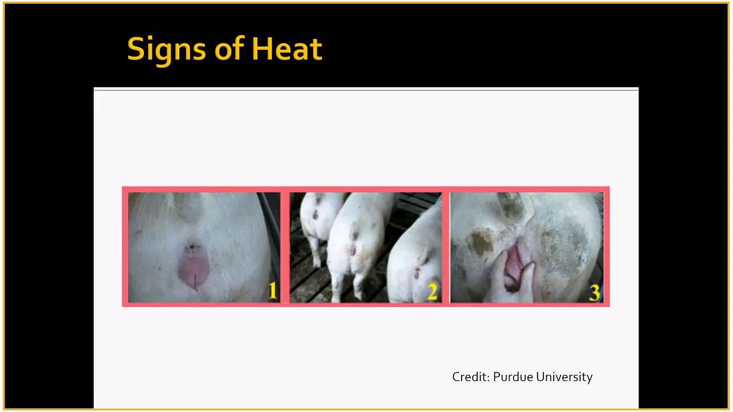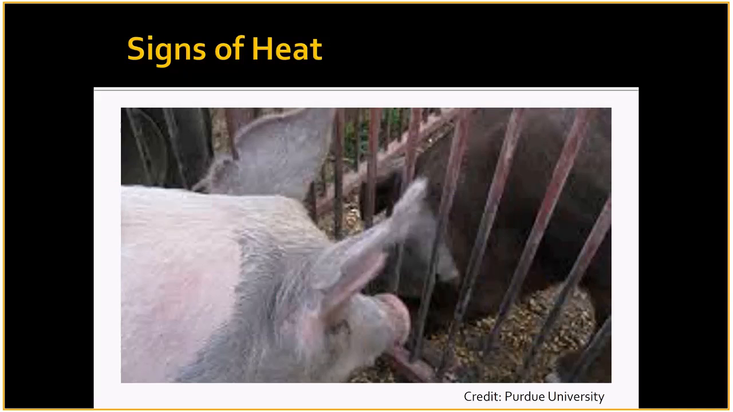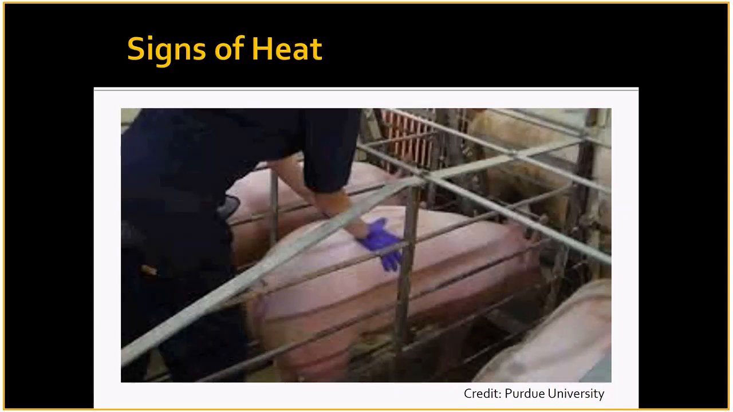Just showing different pictures of the discharge you're looking for. They're doing the thumb test here. Very interested in the boar, right? Nice erect ears. This is very blurry, but there is actually a boar standing right in front of the crate there, and she's positive on the back pressure test. She looks nice and locked up, her ears erect, staring straight at the boar.